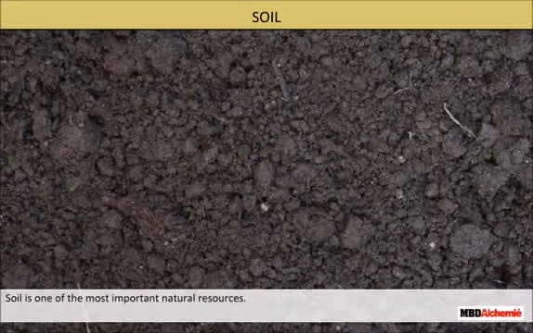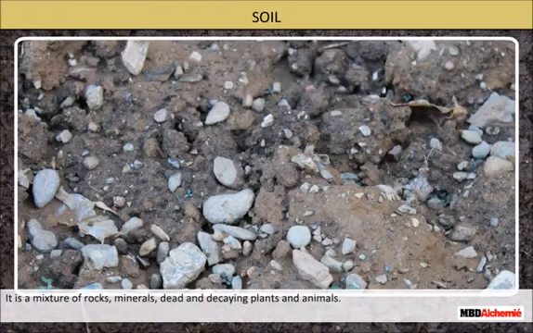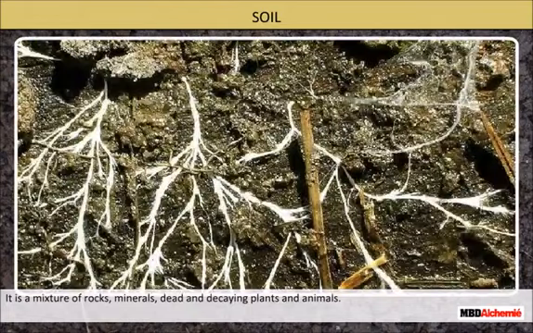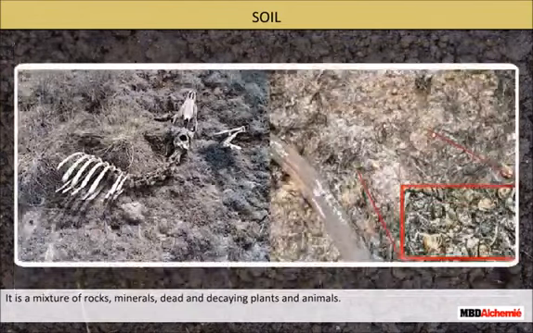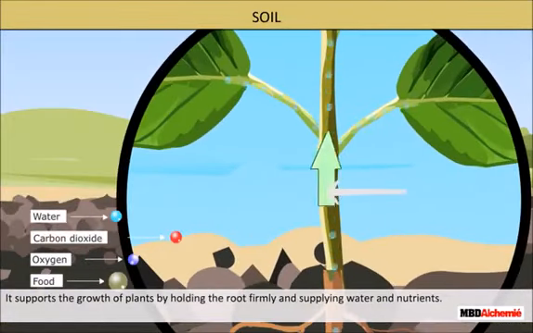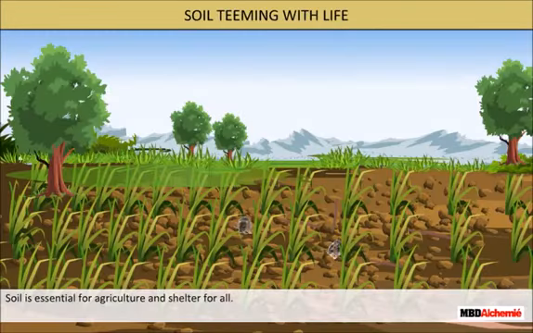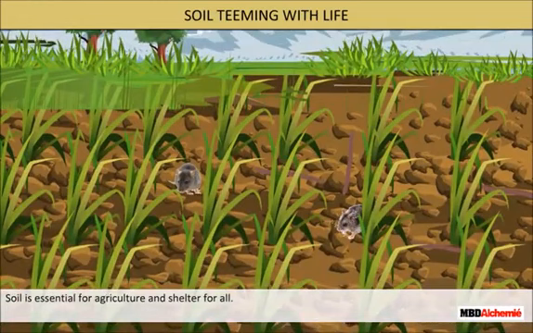Soil. Soil is one of the most important natural resources. It forms the uppermost layer of the Earth's crust. It is a mixture of rocks, minerals, dead and decaying plants and animals. It supports the growth of plants by holding the roots firmly and supplying water and nutrients. Soil is essential for agriculture and shelter for all. Soil is thus an inseparable part of our life.